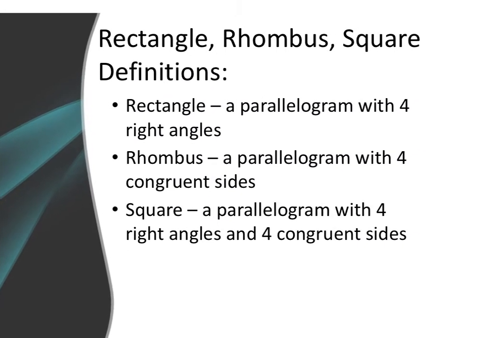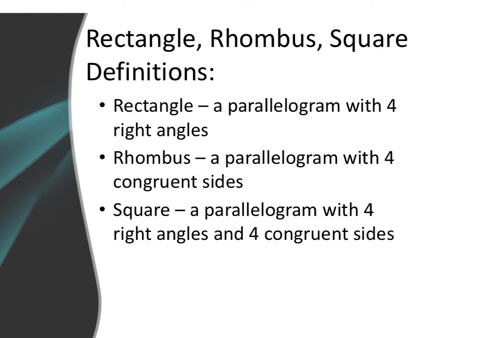So their definitions. So a rectangle is a parallelogram with 4 right angles. That is the only stipulation for a rectangle. A rhombus is a parallelogram with 4 congruent sides. So all 4 of the sides are the same length. A square is a parallelogram with 4 right angles and 4 congruent sides. So a square is technically both a rectangle and a rhombus. A square fits under both categories, so it has to have all 4 same sides, all 4 right angles.